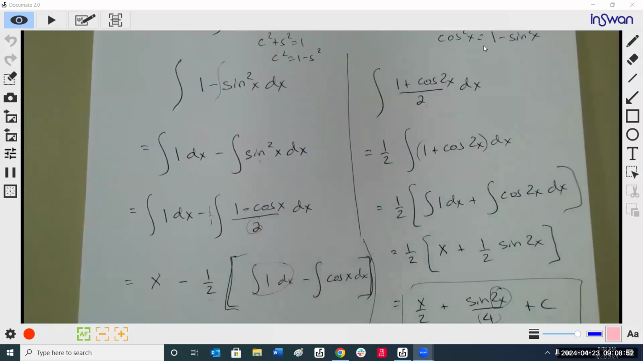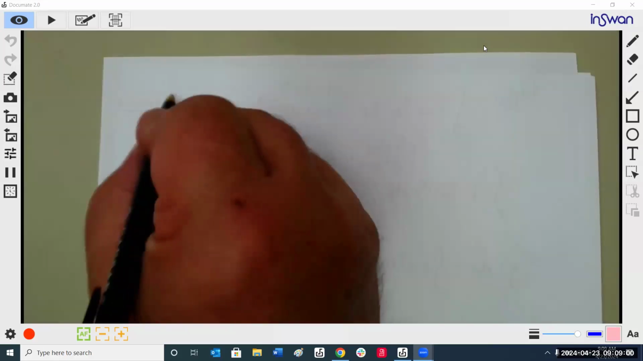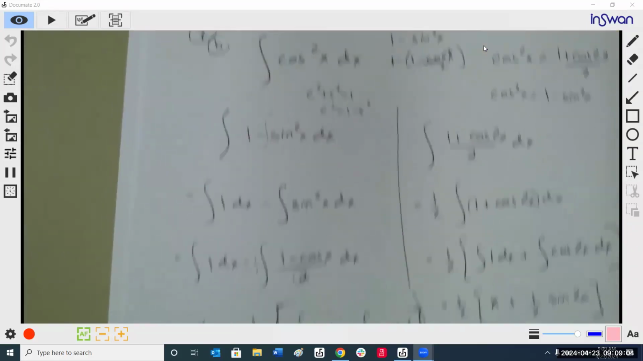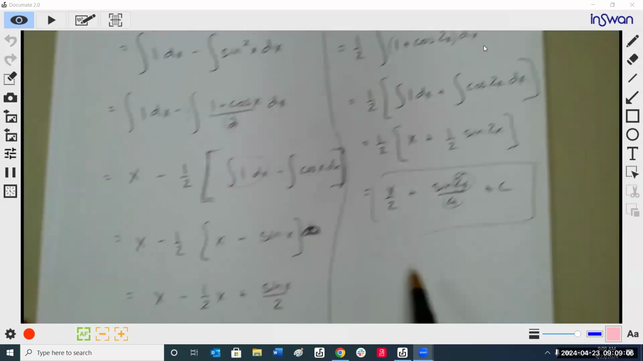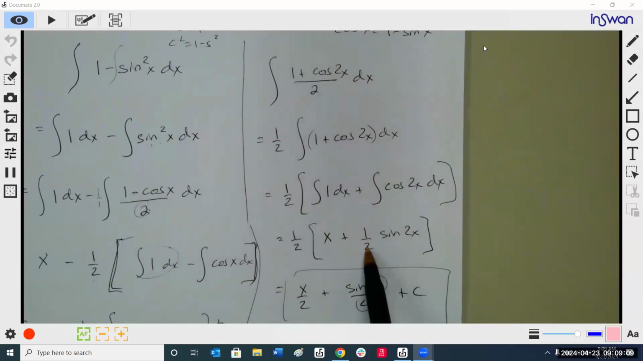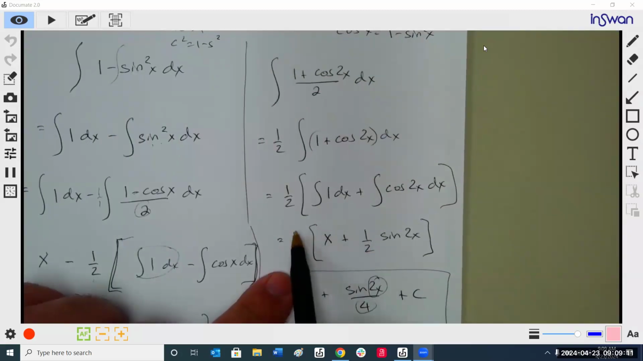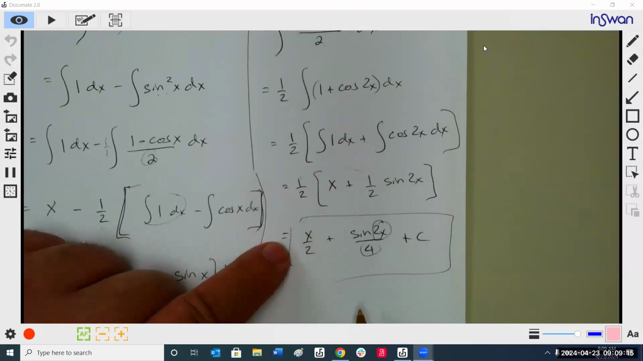Very good questions. I did that pretty quick. Which one? This one, to the right? Yeah, when I finish, 1/2 times 1/2 is 1/4. Why is there a 1/2 there?